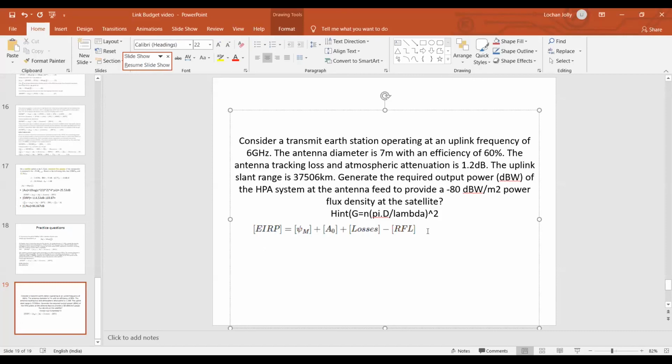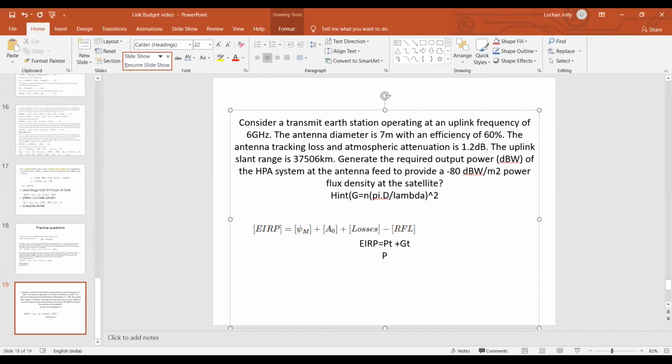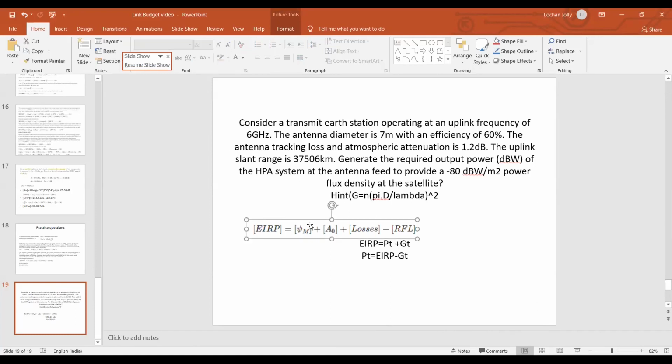इसके बाद हमको क्या करने का है? This EIRP PT plus GT. तो तुमको PT जो निकालना है, that will be equal to EIRP minus GT, right? That will give you the output power. Generate the required output power. That means how much power needs to be generated of the high power amplifier system at the antenna feed, means at the input of the antenna, to provide you this flux density at the satellite.